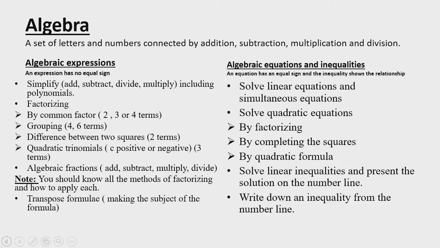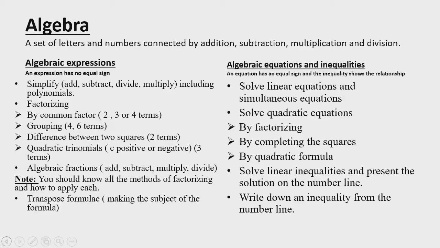And also under expressions, we have transposing formulas, whereby we have to make a certain letter the subject of the formula. And under equations and inequalities, an equation has an equal sign, while an inequality shows a relationship. When you talk about the relationship between the sides, you can say equal to, greater than, less than, greater than or equal, and so on. In algebraic equations, we solve linear equations and also simultaneous equations. You should know how to, especially simultaneous equations. We solve quadratic equations. In solving a quadratic equation, we can do it by factorizing, by completing the square, or by using the quadratic formula.